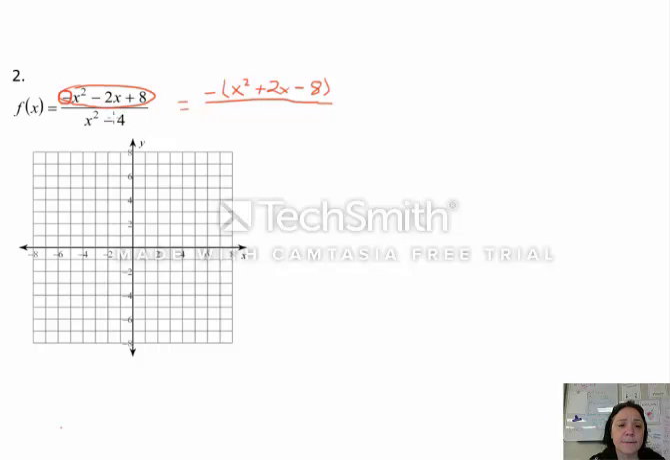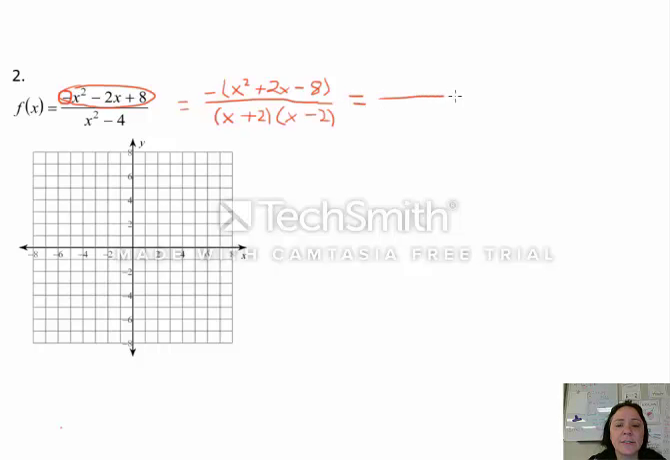The bottom is a simple difference of squares. x squared is a perfect square, 4 is a perfect square, so I have (x plus 2)(x minus 2). Remember all the times I said differences of squares never go away? These at least are simple differences of squares without any radicals.